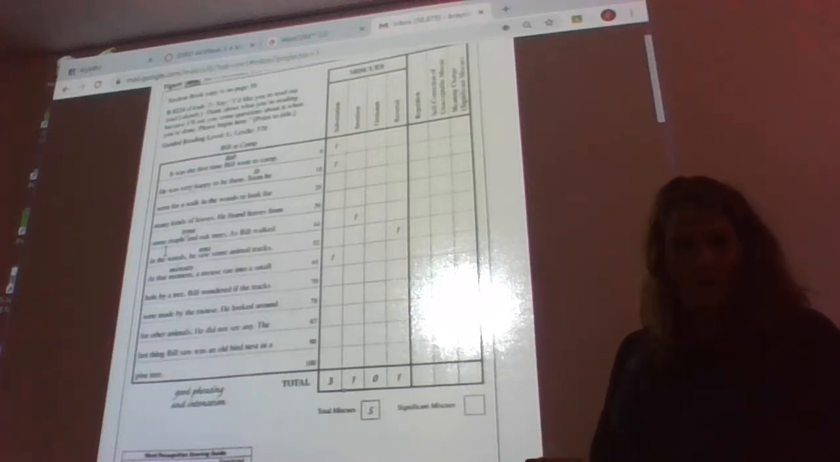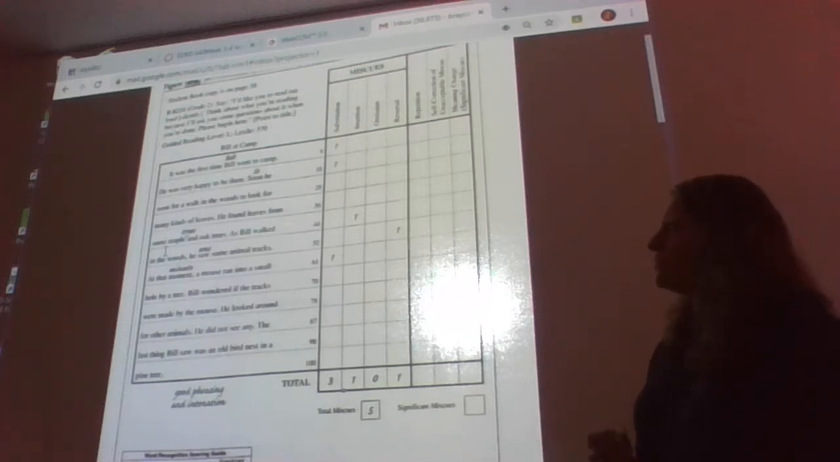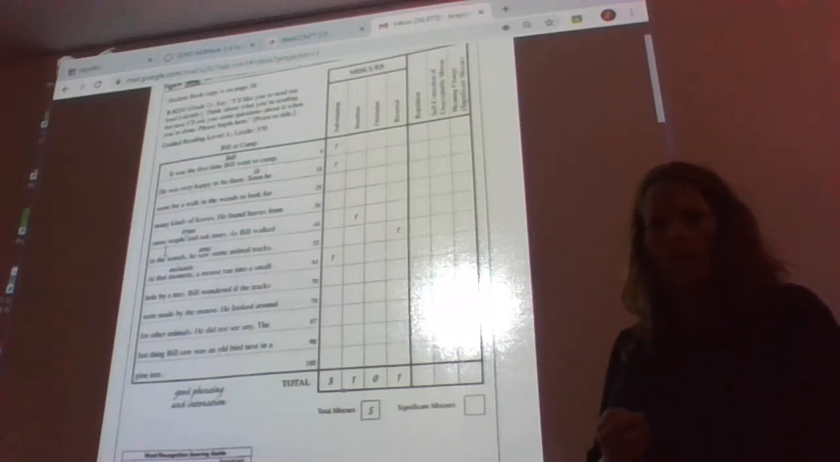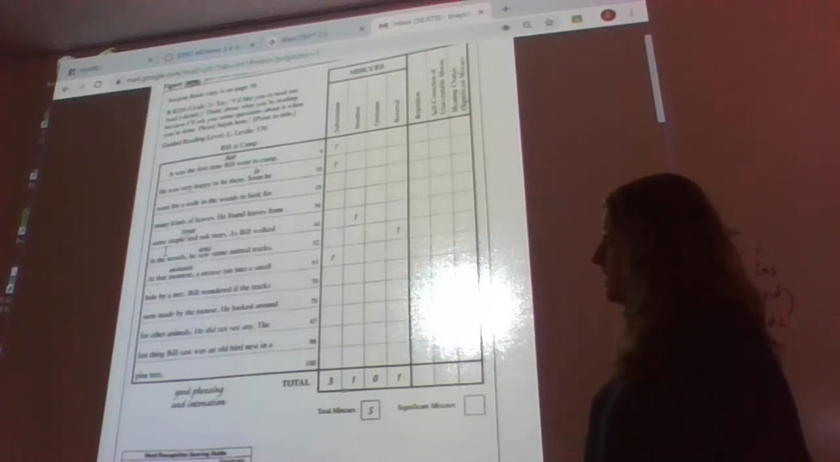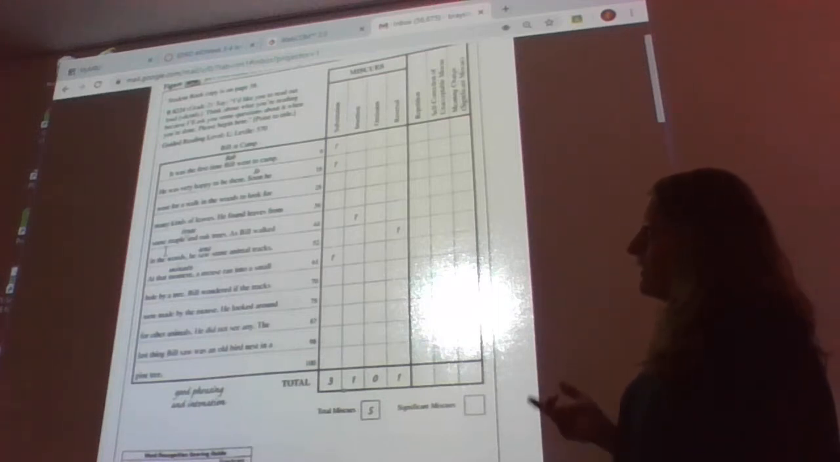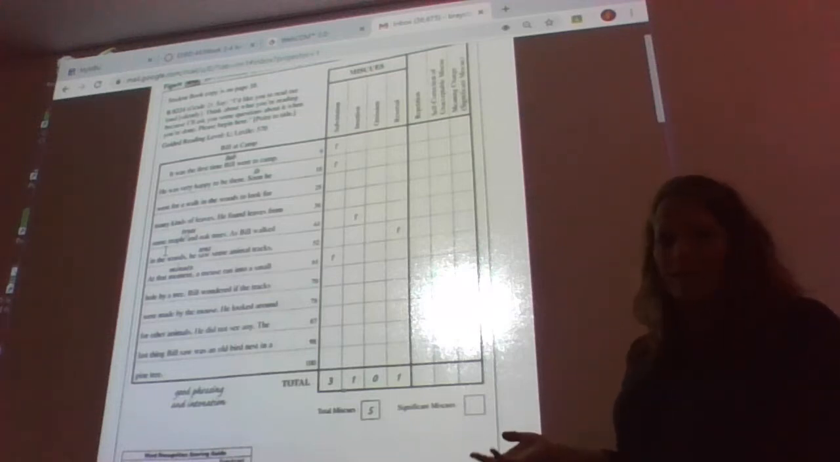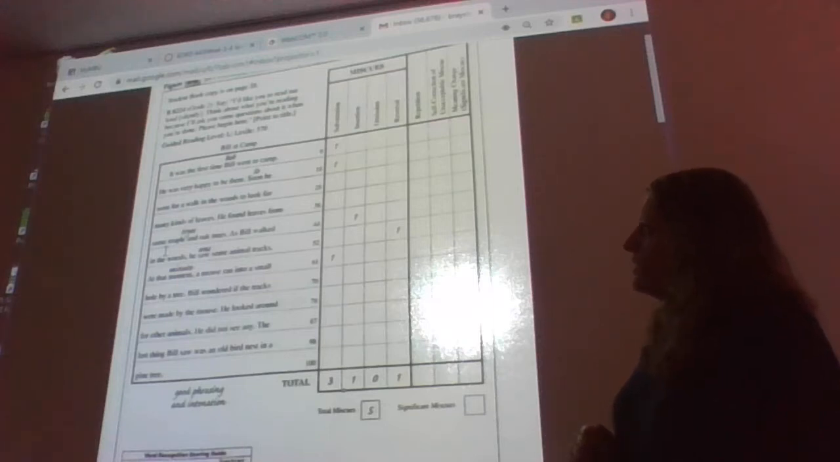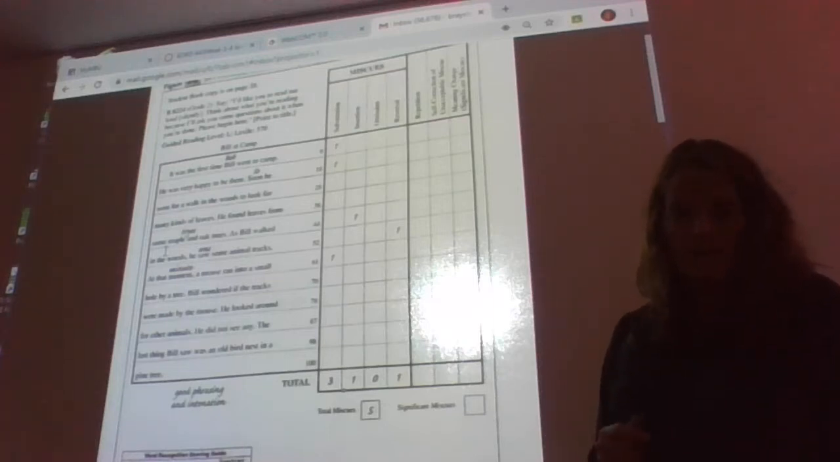There could be debate about whether or not that is meaning change. I think it's similar enough. I also think the structure of that sentence is a little tricky because how often do you start your sentence with soon? Soon I will go to the grocery store. We don't typically talk that way, but we sometimes see that in book talk. So I would probably not count that as a meaning change. He found leaves from some maple trees and oak trees. Did his insertion change the meaning? No.